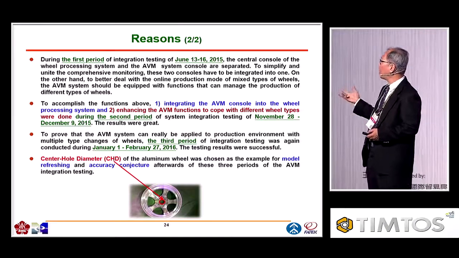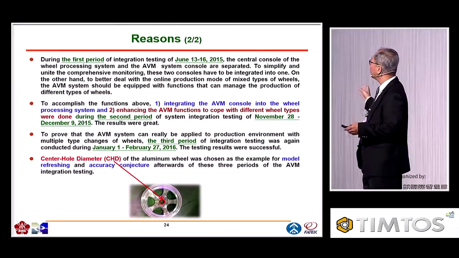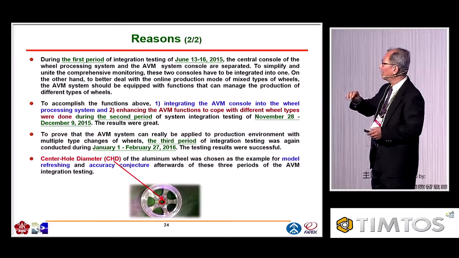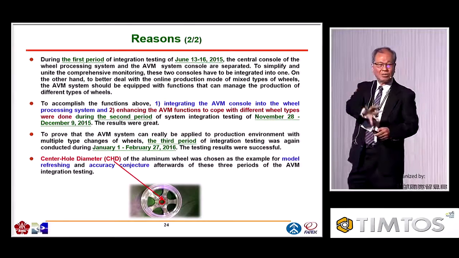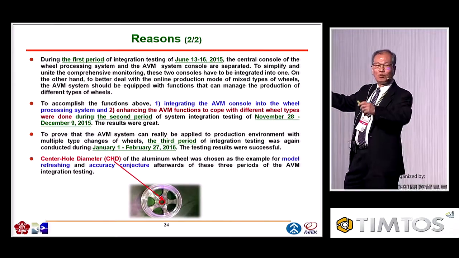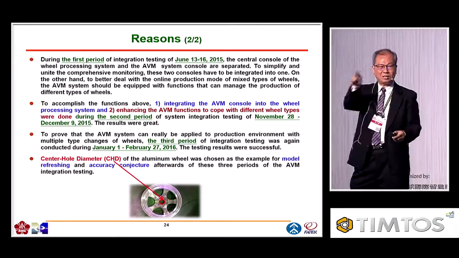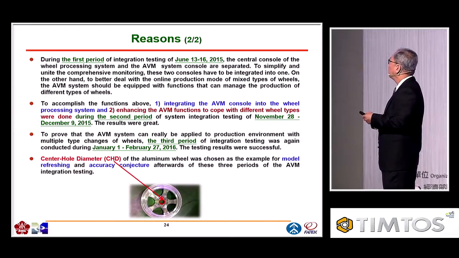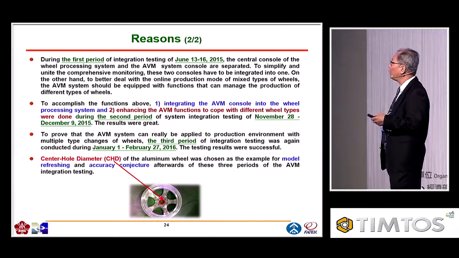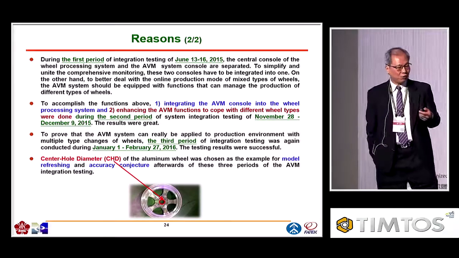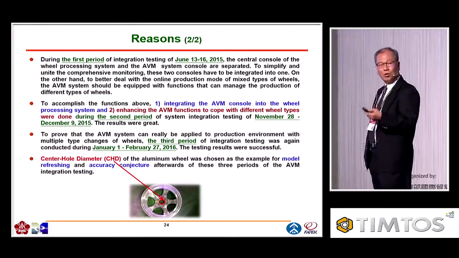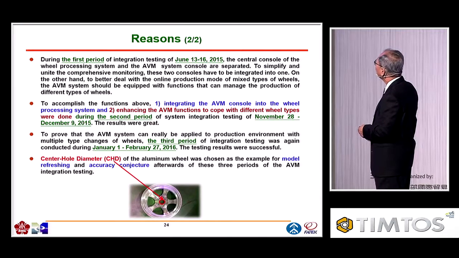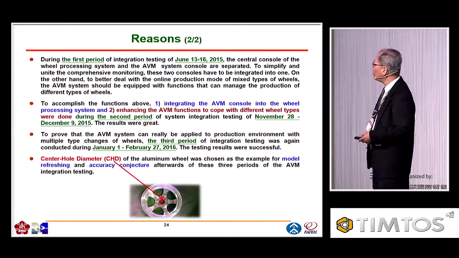The second one, we try to combine the consoles. I'll show you later that we have a processing console and an AVM console, but we need to combine them within just a single console. That is easier for manufacturing and for shop floor control. And the third one, we need to meet the requirements of mass customization. In other words, we need to cope with different wheel types. So I'll show you how to do it.